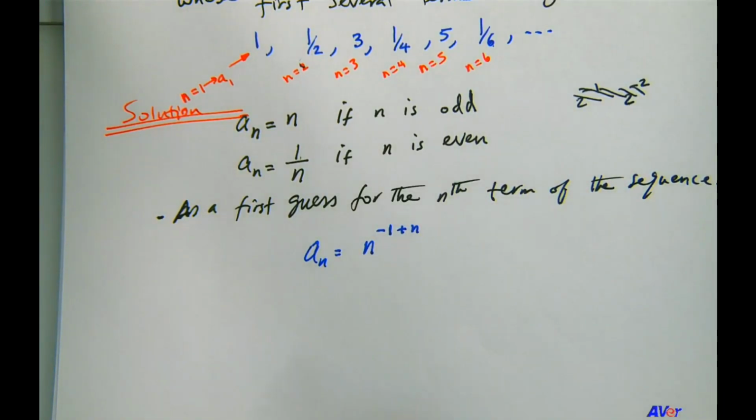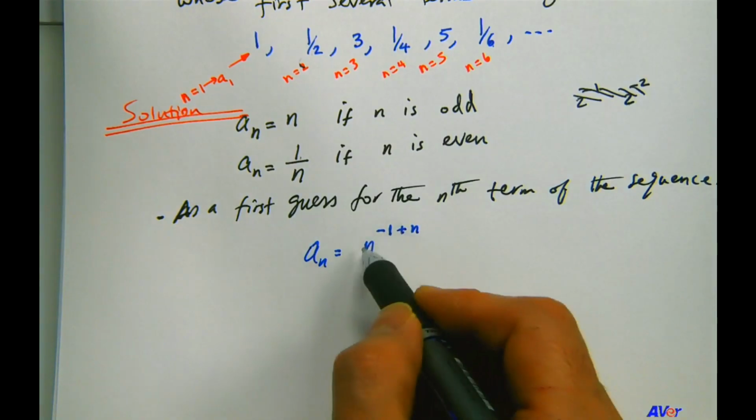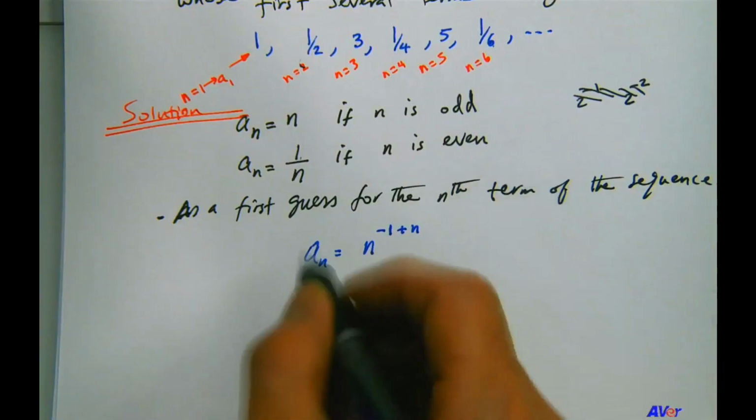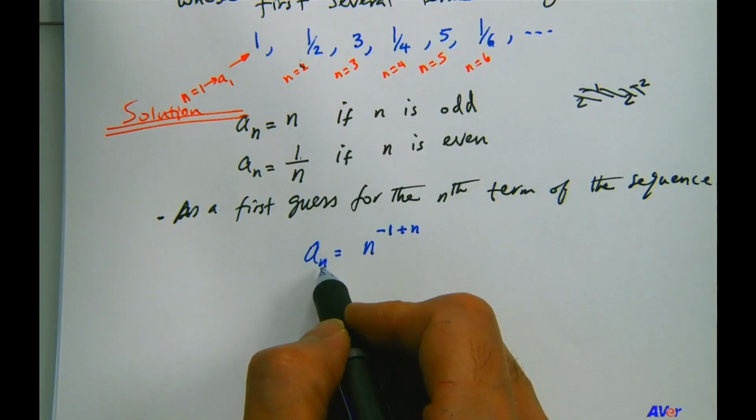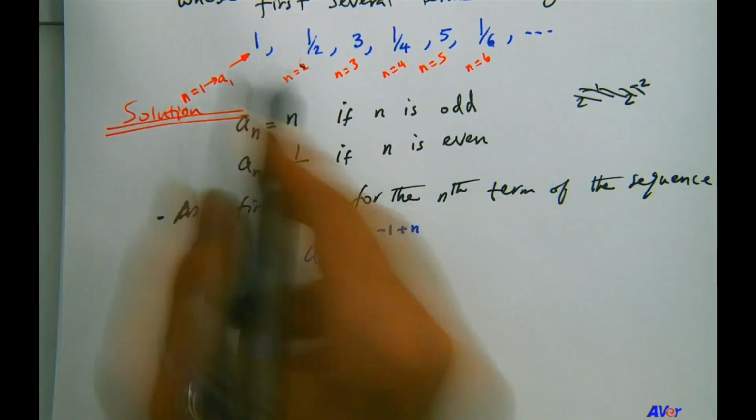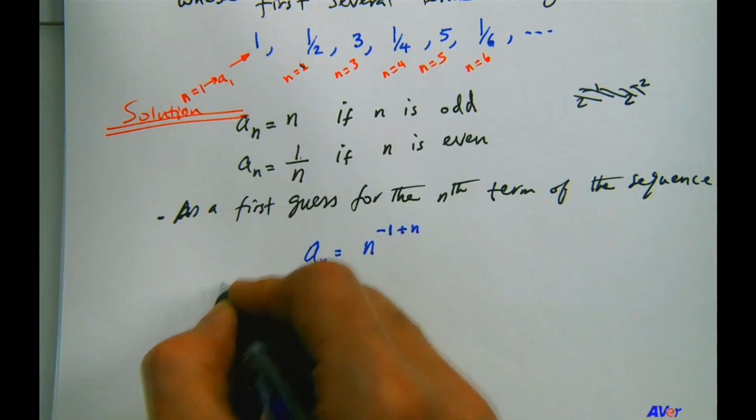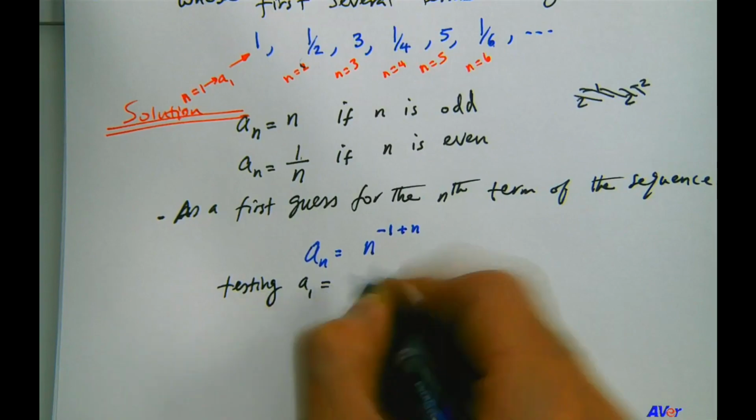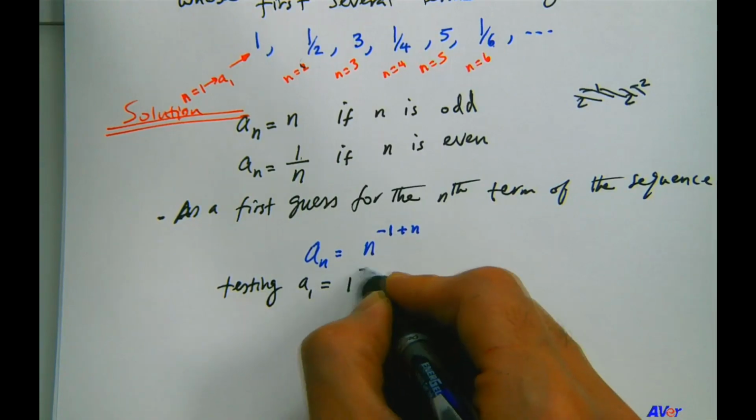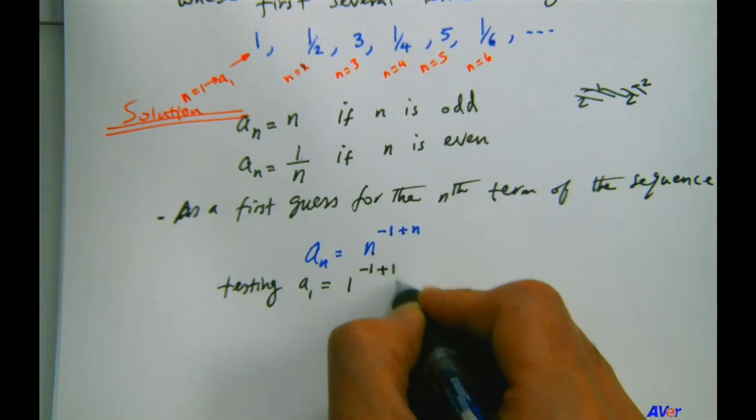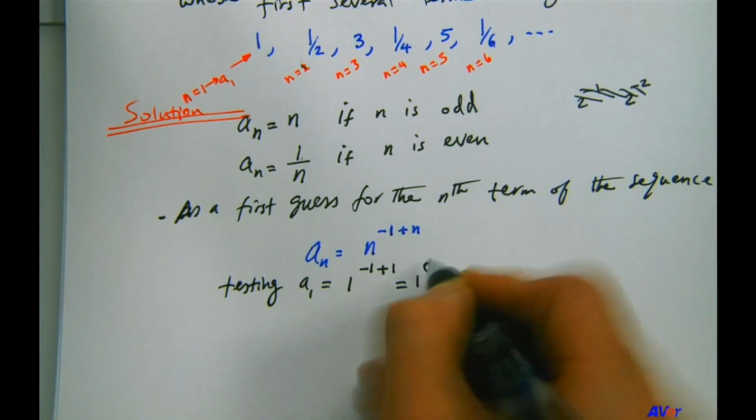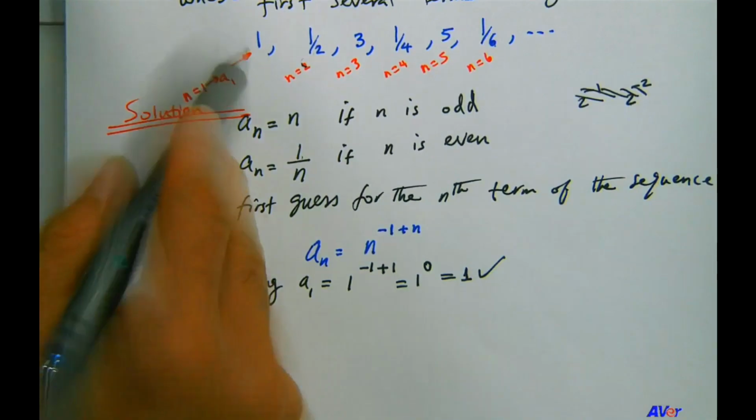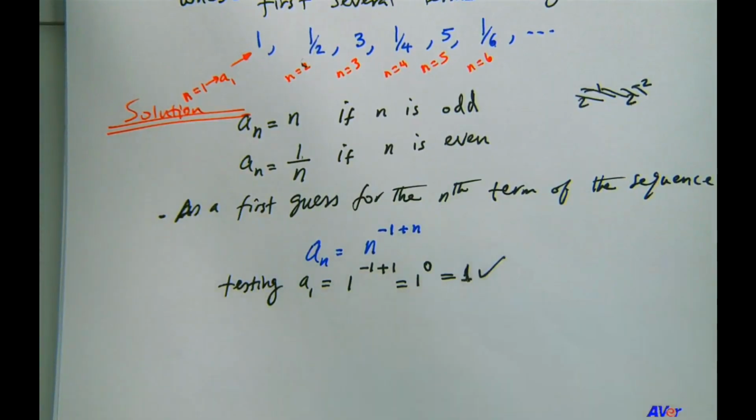If this is the nth term of the sequence, I should get these numbers, right? Let's see if we do. For the first digit, that would be A1. Testing A1: we have 1 to negative 1 plus 1. That'll be 1 to the 0 power, and we get 1. Very good. Okay, so far so good.